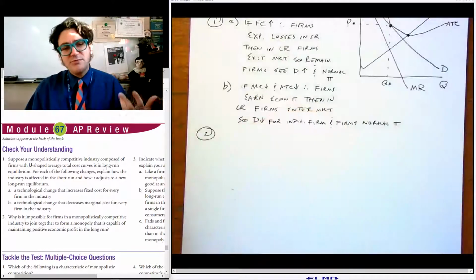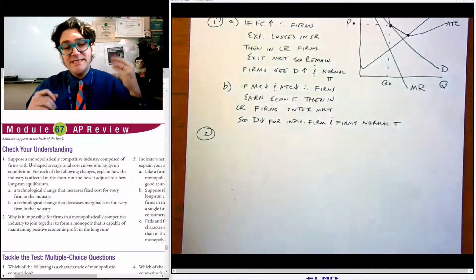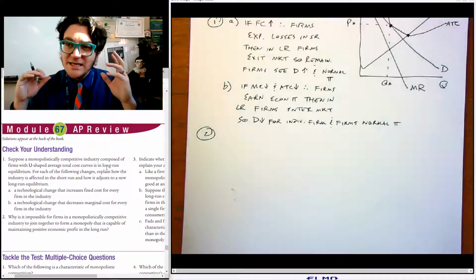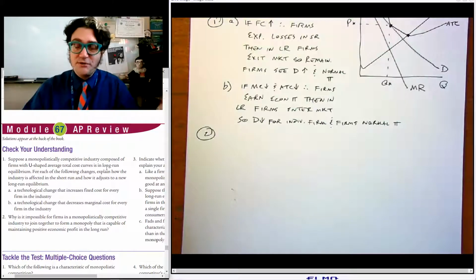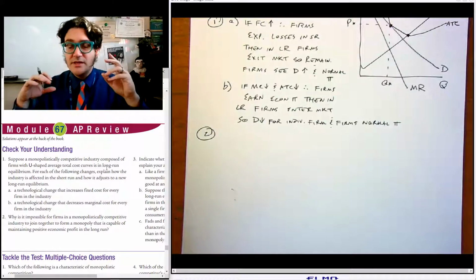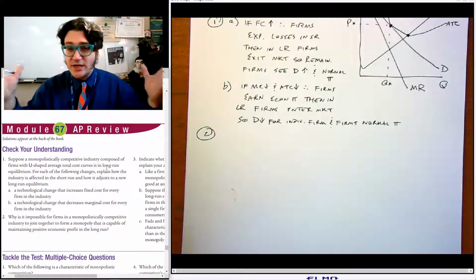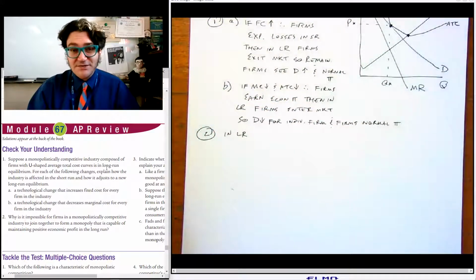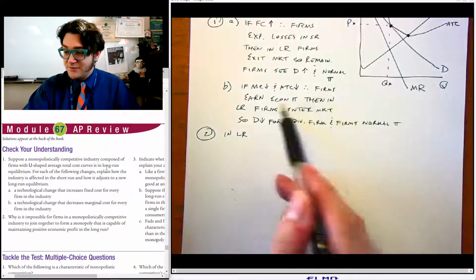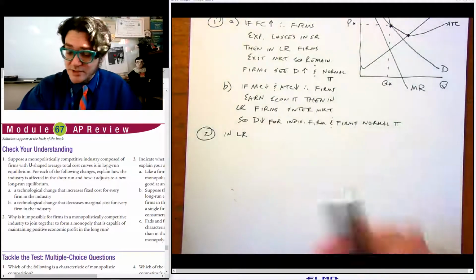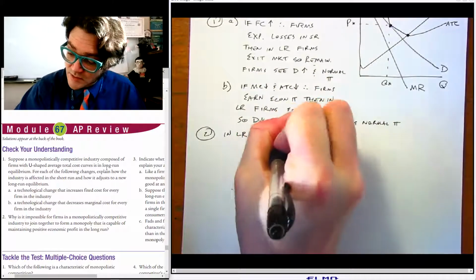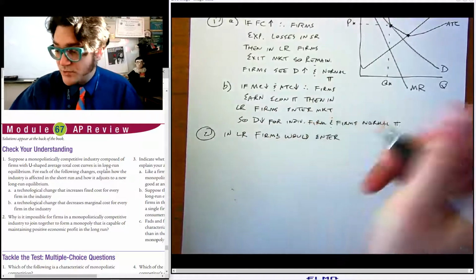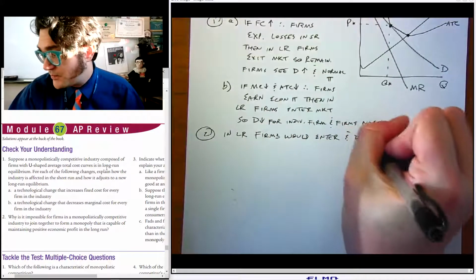It says, why is it impossible for firms in a monopolistically competitive industry to join together to form a monopoly that's capable of maintaining positive profit in the long run? And initially you could say, well, it'd be impossible because there's too many firms, but that's not actually the problem. That is a problem to forming the monopoly. But assume that they could, we would say that in the long run, well, what can happen? If there's positive economic profit, we just saw that in the long run, firms enter. So in the long run, firms would enter and it wouldn't be a monopoly and disrupt the monopoly, right?